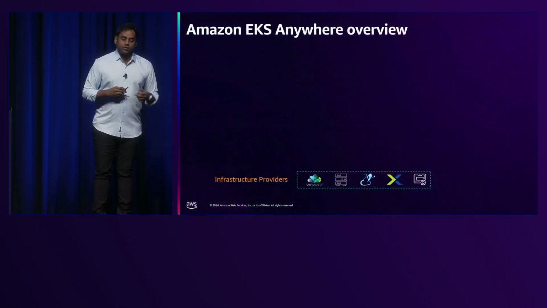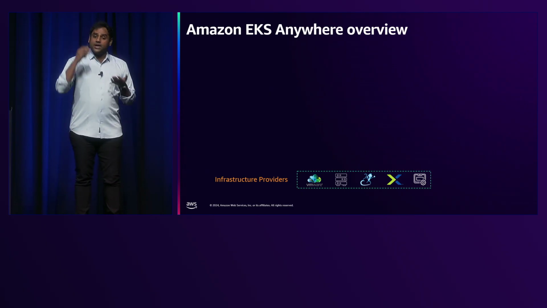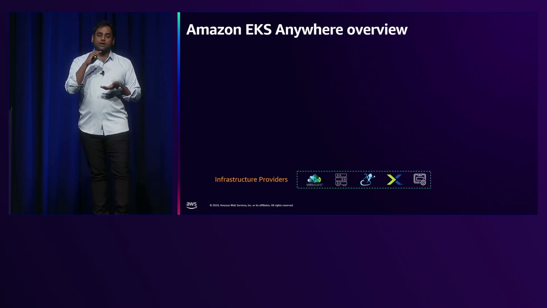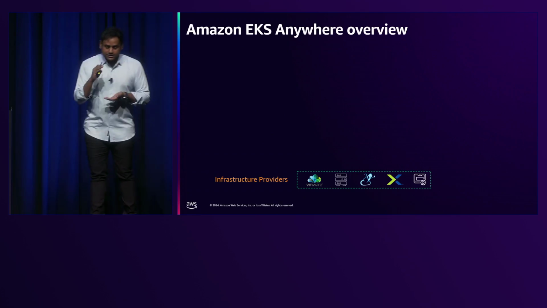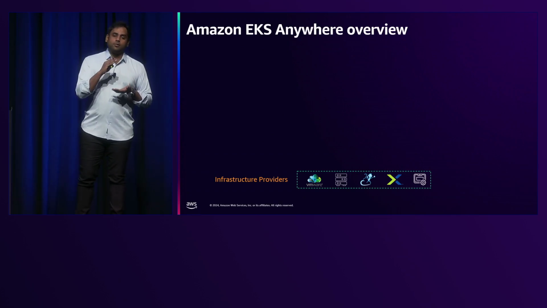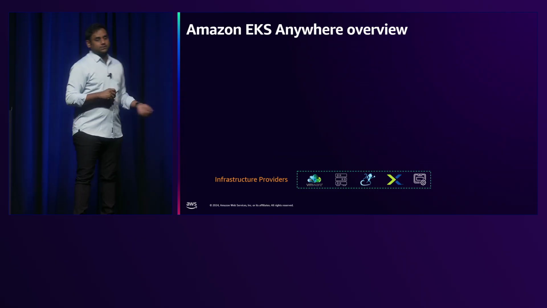Now let us see how the EKS Anywhere architecture looks. It's a complete stack of components that form the full stack of EKS Anywhere as a consistent Kubernetes platform that is provided by AWS. So the first one is the infrastructure providers, right?